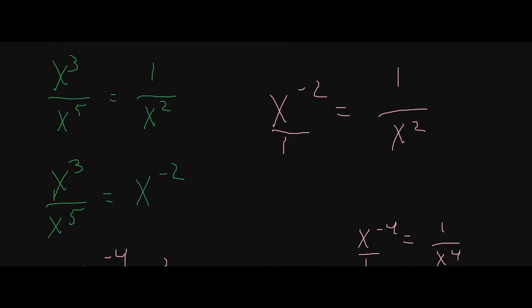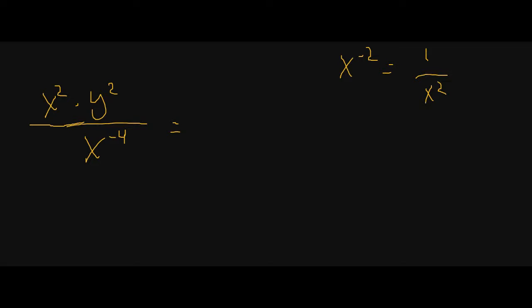Now, similarly, if I gave you a problem, let's say y squared divided by x to the negative fourth, and then we have x squared up here. This is the exact same thing. Just like before, x to the negative 4 is equal to 1 over x to the fourth. And 1 over x to the negative 4 is the same thing as x to the fourth. We're basically just taking the reciprocals and flipping them.